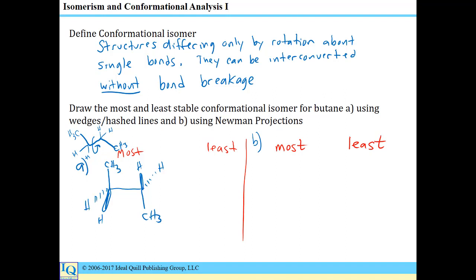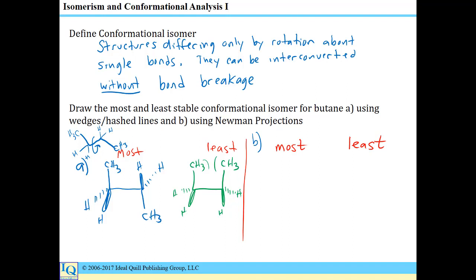The least stable conformational isomer would be one in which those two CH3 groups were syn to one another, both pointed the same way, so that you would have the greatest steric hindrance or repulsion between those two groups. And then if we just make sure that we fill in the tetrahedral shape of the other two carbons, we have the wedge and hash line representation for that.